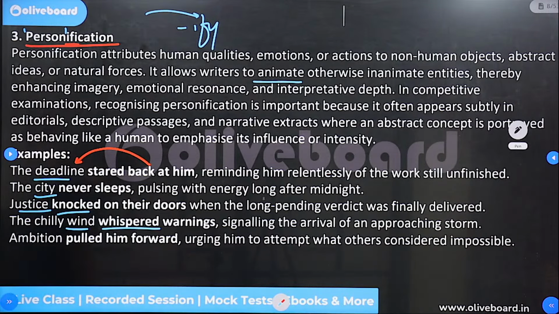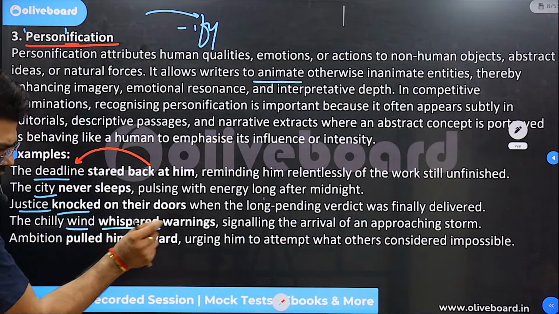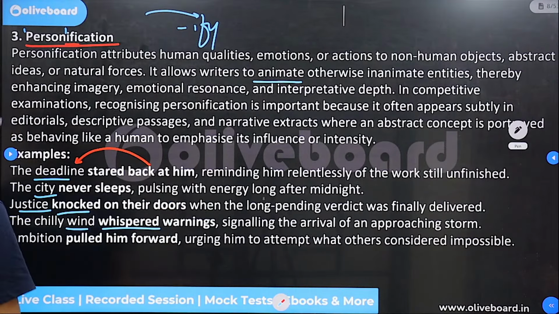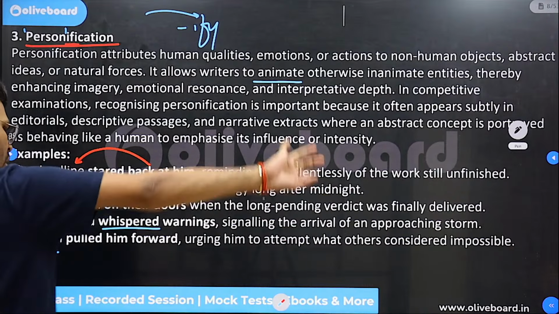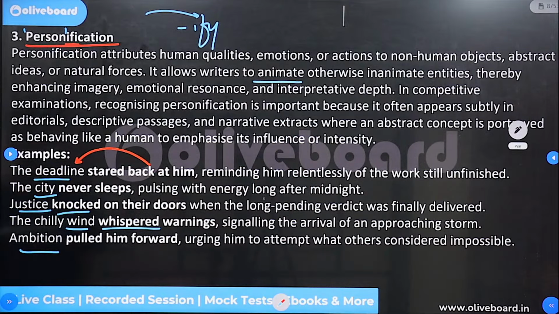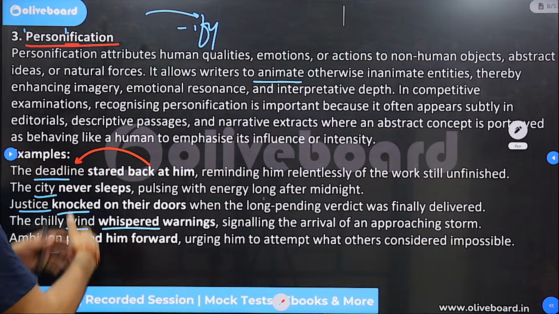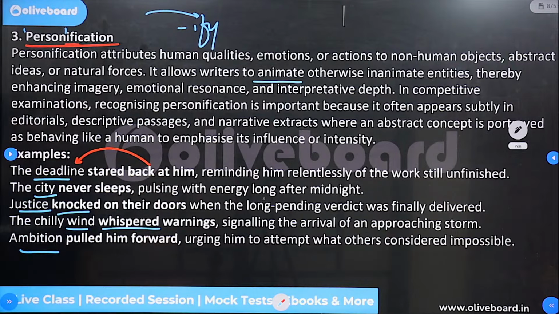How can wind say something? But if it is whispering, saying something, it is personified. Ambition pulled him back, or pulled him forward, or pushed him forward. Ambition doesn't have powers to perform actions, but if it does, that is supposed to be personification. Say done, we go ahead.